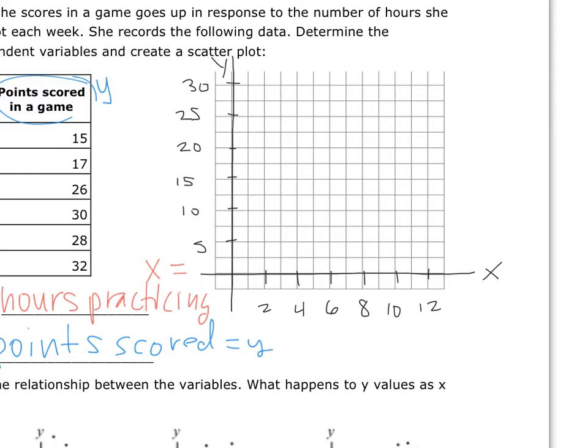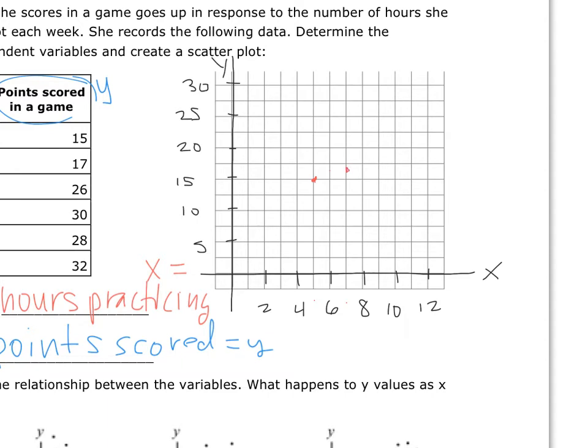Okay, so now we're just going to plot each of those pairs of values. So for week 1, the x value is 5 and the y value is 15. So we go to the right to 5, over to 5, and up to 15, and there's a point that represents that particular week, which is the first sample member. Second sample member, we've got hours or x of 7 and points of 17, or y equal to 17. So we go over to 7 and then we want to go up to 17, so it's going to be about right there.